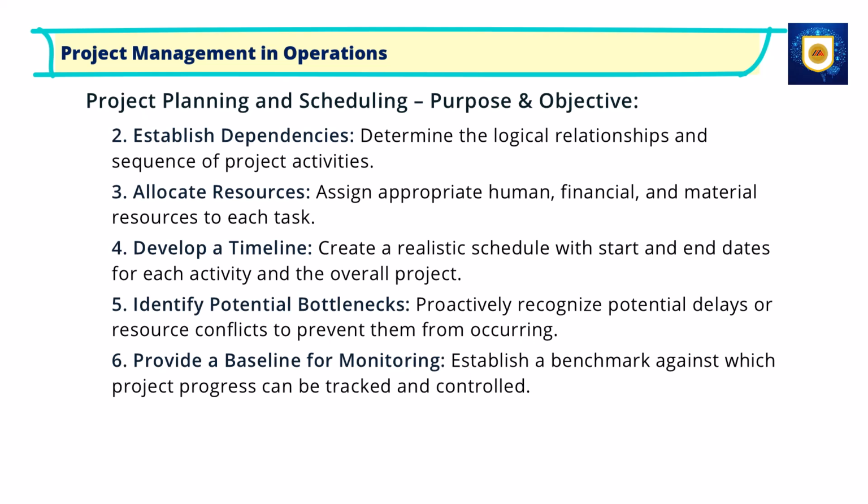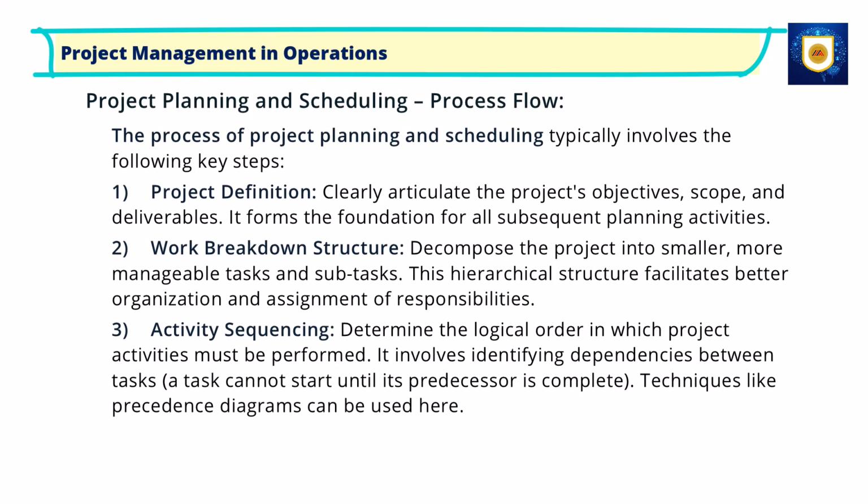6. Provide a baseline for monitoring, establish a benchmark against which project progress can be tracked and controlled. Project planning and scheduling, process flow. The process of project planning and scheduling typically involves the following key steps. 1. Project definition, clearly articulate the project's objectives, scope, and deliverables.